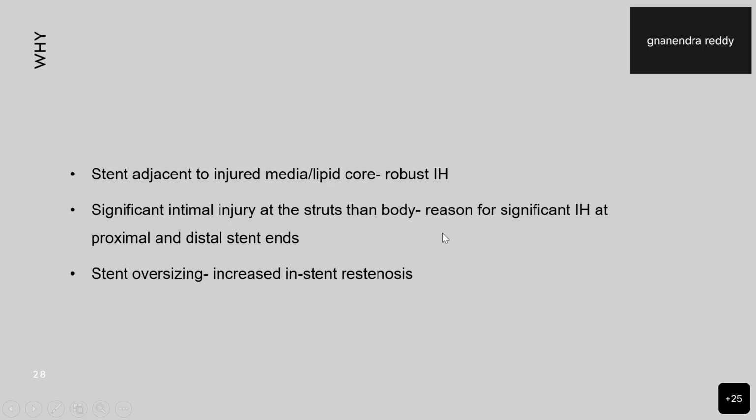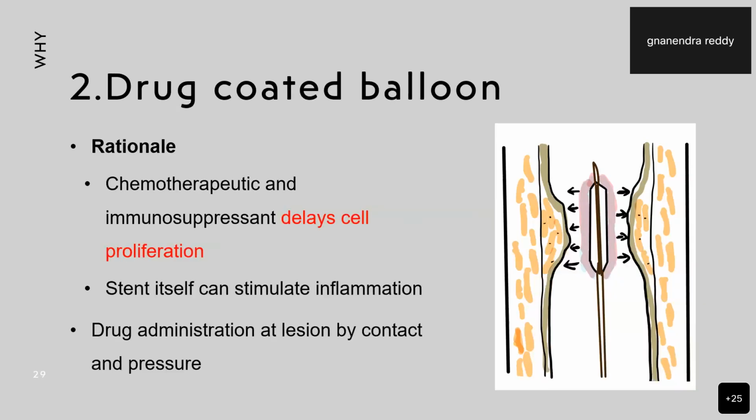So we usually see that stent restenosis is more predominant at the proximal and distal stent ends than in the body. This is because the struts of the stent cause more injury than the body of the stent. And stent oversizing is also something we should take care of, where oversizing to a greater extent leads to greater in-stent restenosis.